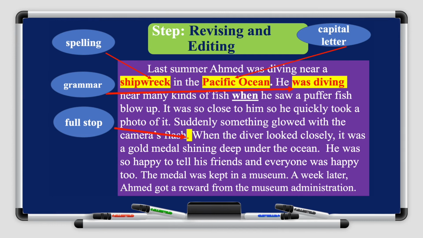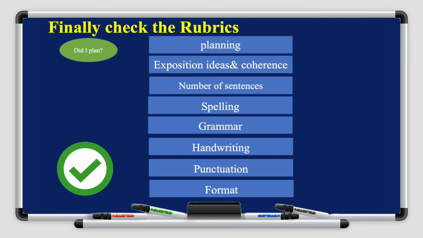He was diving near many kinds of fish. I used my present continuous, followed by when and my past simple. I used my full stop after camera's flash, and I started a new sentence. And I have my full stop here after happy too. Okay, so let's look at the rubrics.